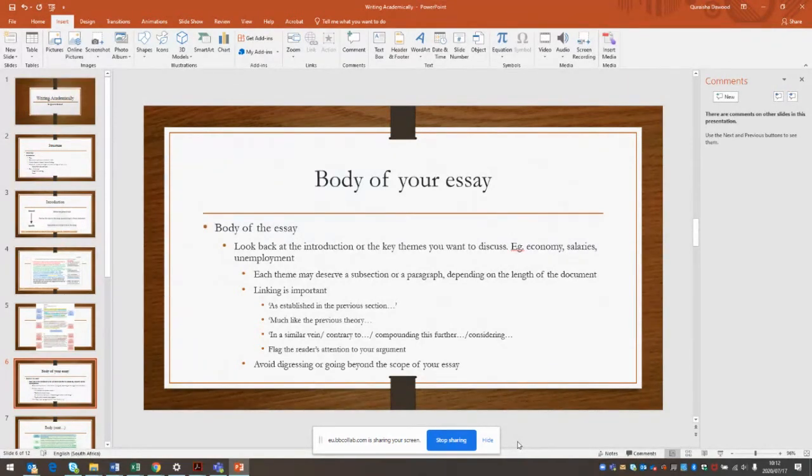Avoid digressing or going beyond the scope of your essay. If you're talking about South Africa's economy, okay, don't bring in something that doesn't relate to it, like culture. Okay, of course, culture relates to the economy, but not in the context of this essay. Okay, you don't want your reader wandering off down a different path and losing them along the way.